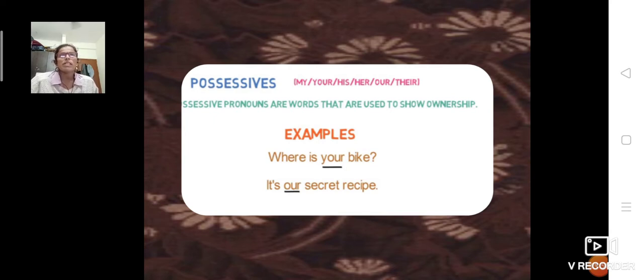Possessive pronouns are words that are used to show ownership. Possessive means it's my own, it is his book, it is her pencil. I gave you examples in my previous video also, right? These are nouns that tell the ownership of things. For example, where is your bike? He's not talking about any other bike, children. He's talking about your bike itself. It means you are the owner of that bike, right?